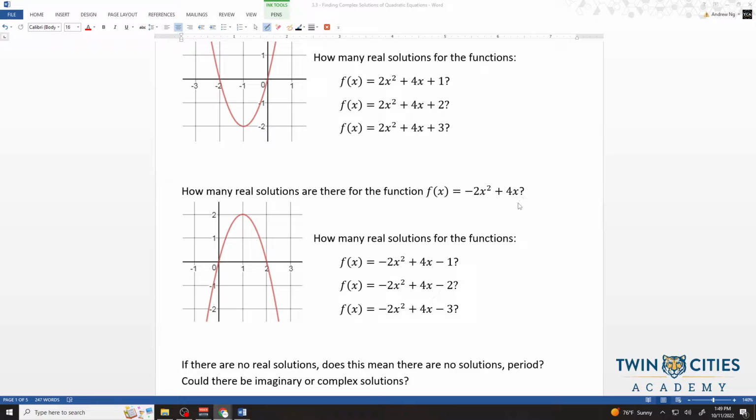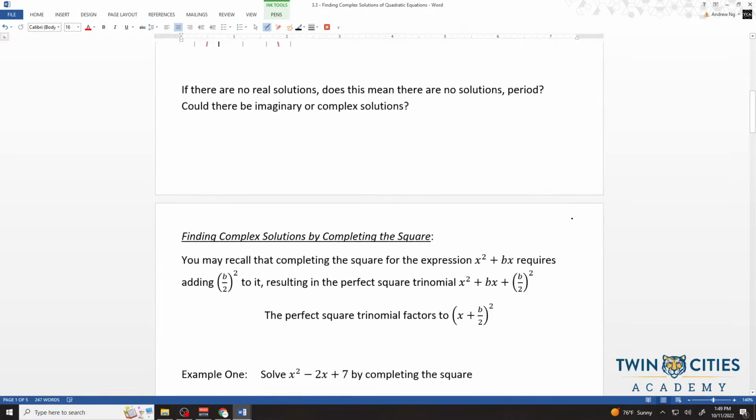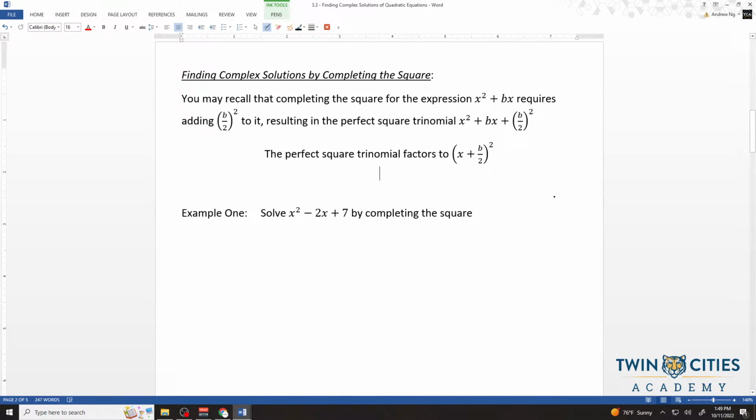So the question then is, if there are no real solutions, does this mean that there are just no solution? Because oftentimes in math classes, we write just no solution for these types of cases. But could there be imaginary or complex solutions? So the answer is yes. Here's how to find them. One way is to complete the square.